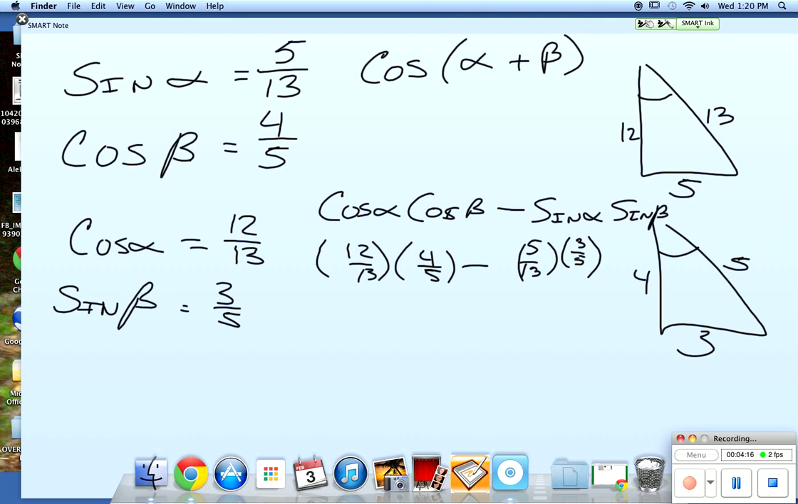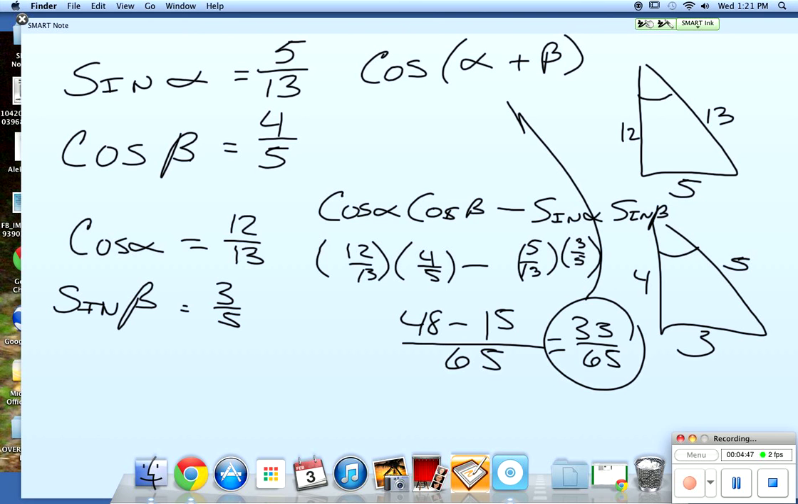13 times 5 is 65. So since I know that's going to be everything down on the bottom, I'm going to just put one denominator of 65, because when I bring these together, on top I've got 12 times 4, which is 48, minus 5 times 3, which is 15. My answer is 33/65. That is what that equals right there.